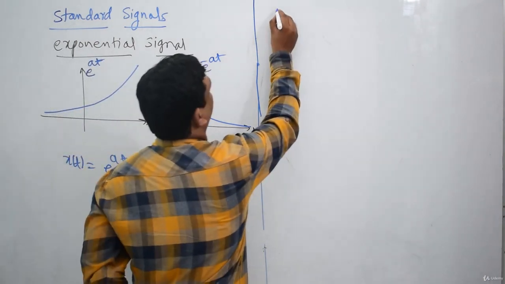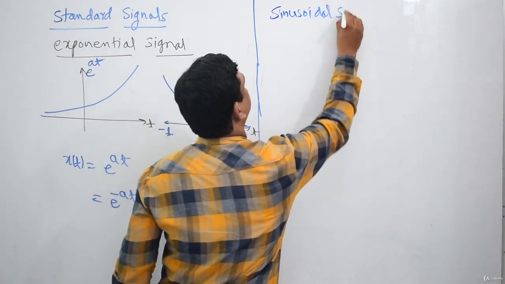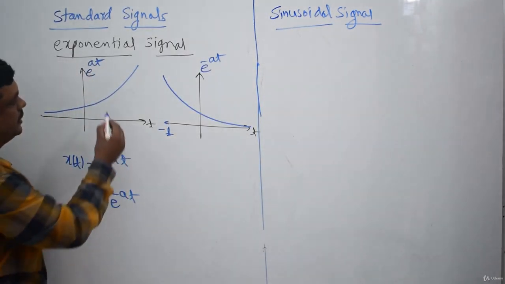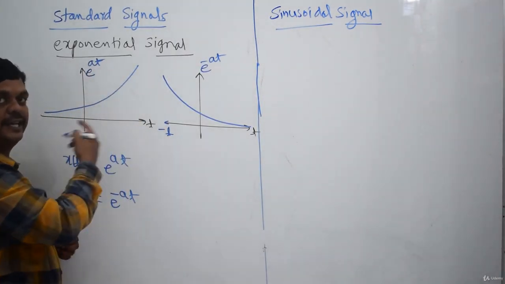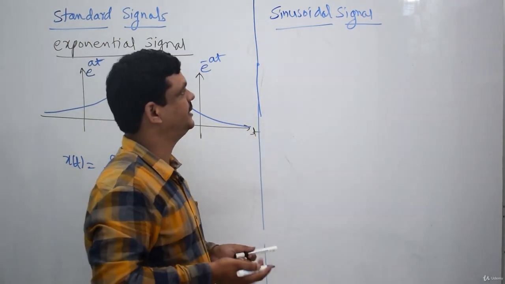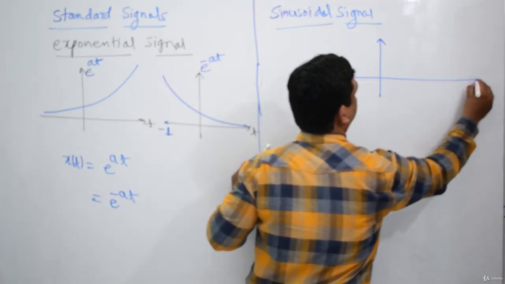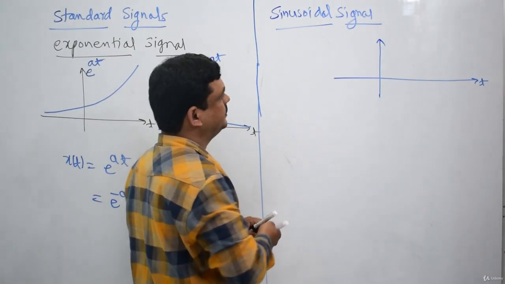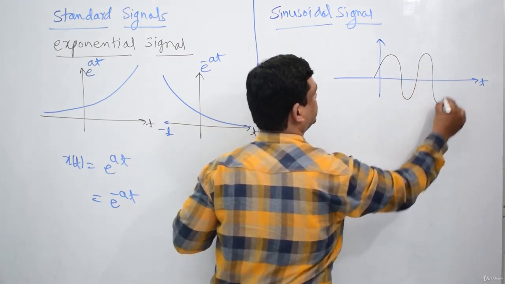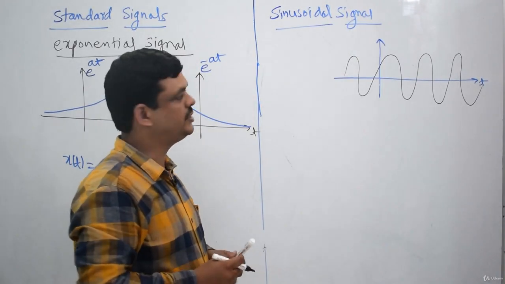And one more signal is there, the sinusoidal signal. Now here the function is changing, increasing or decreasing. The sinusoidal signal increases and decreases. The function is like this with respect to time axis: it increases, decreases, increases, decreases. This type of signal is called a sinusoidal signal.